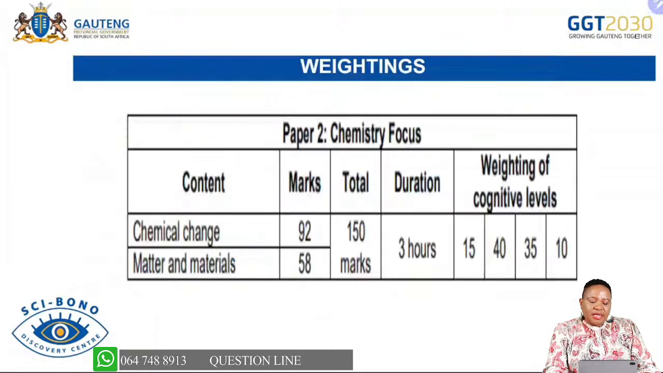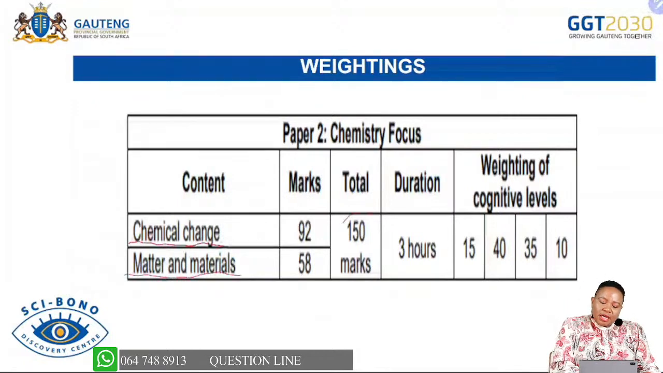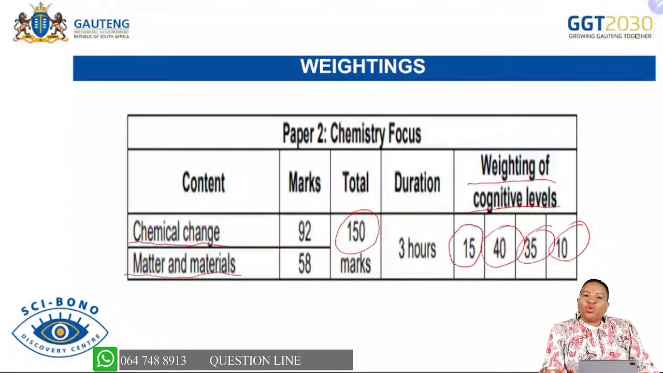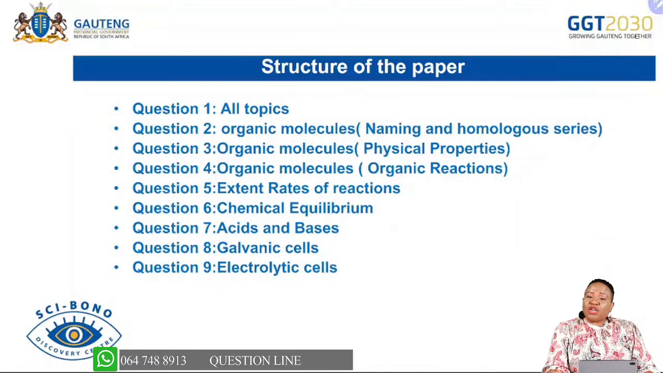Now let's look at the weightings of the paper. You must expect to have chemical change and matter and material. Chemical change is 92 marks, and matter and material is 58 marks. Adding them together, you will get 150 marks for the entire 3 hours. We also rated the paper according to different levels of difficulty, which are called cognitive levels. So you can see that all the percentages are given to you in order for you to know how much to prepare for your examination.